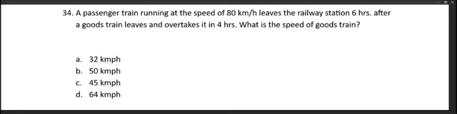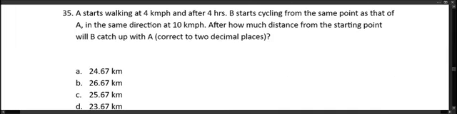A passenger train running at a speed of 80 km per hour leaves the railway station 6 hours after a goods train leaves and overtakes it in 4 hours. What is the speed? Again we have to find the speed of the train. So I will leave this question for you. Do it by yourself.